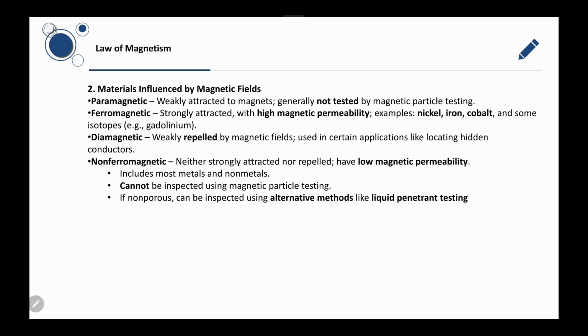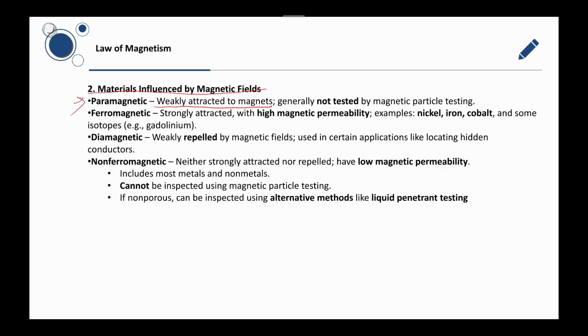So the next slide is materials influenced by magnetic fields. Here the different materials react differently when placed in a magnetic field. This reaction depends on their atomic structure and magnetic permeability. First we see the paramagnetic materials. Paramagnetic materials are weakly attracted to magnets. Magnetic permeability is only slightly greater than air.